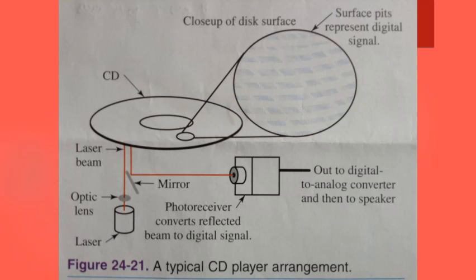Changes in intensity moving from a pit to a flat area or vice versa represent ones. The lack of change over a period of time represents a zero. This light intensity data is converted to an electrical signal. These digital electrical impulses are converted to analog signals, amplified, and then sent to a speaker to be converted to sound.